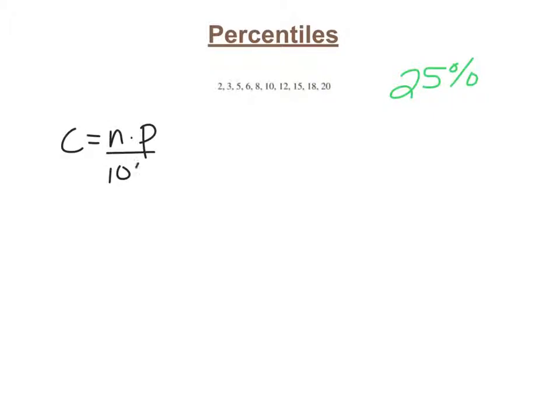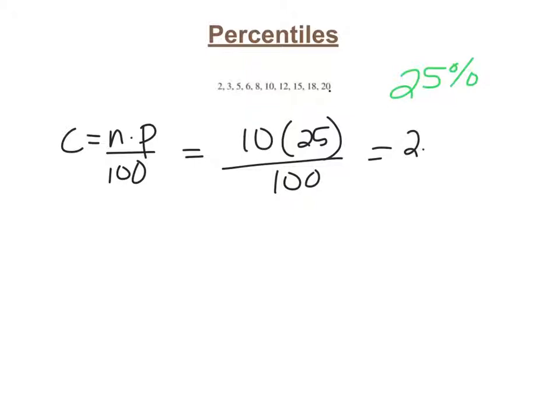Let's do one more example. Again, finding what data point is in a specific percentile. Using the same exact set, let's look for the 25th percentile. Remember our little formula, C equals NP over 100. We have 1, 2, 3, 4, 5, 6, 7, 8, 9, 10 still in this set. So 10 times 25 over 100 is 2.5.